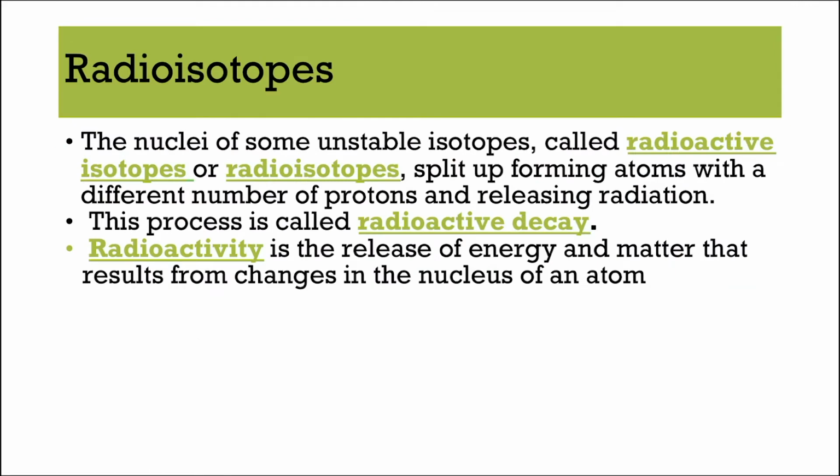Right. All right, let's move ahead and talk about radioisotopes. The nuclei of some unstable isotopes, called radioactive isotopes or radioisotopes, split up, forming atoms with a different number of protons and releasing radiation. So that process is called radioactive decay. Radioactivity is the release of energy and matter that results from changes in the nucleus of an atom. So this is what we had mentioned in the beginning of the video, these different decay modes.